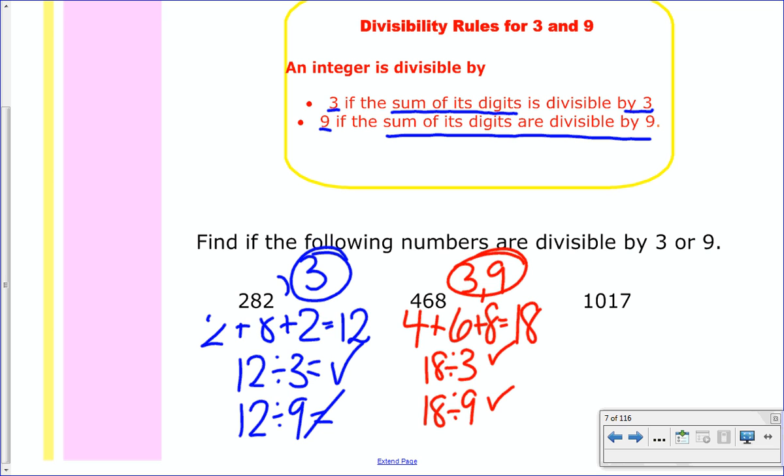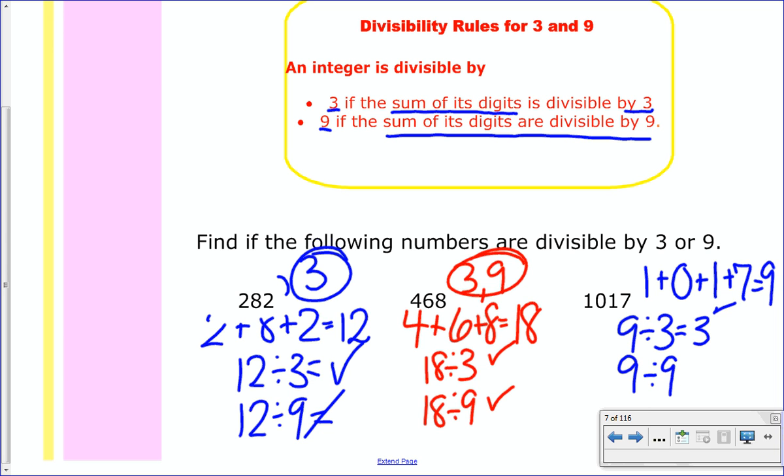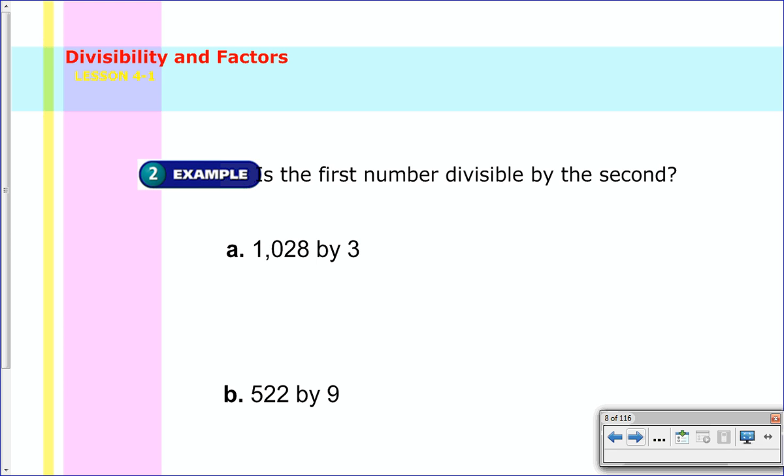All right, so let's check this last one here. Well, again, I add up the digits. 1 plus 0 plus 1 plus 7, and I get 9. Well, 9 divided by 3 would give me a whole number, so that works. And then I have 9 divided by 9. Oh, I get 1. That works. So both 3 and 9 are factors. All right, and again, we have these two now, and it works just like the last few we did.